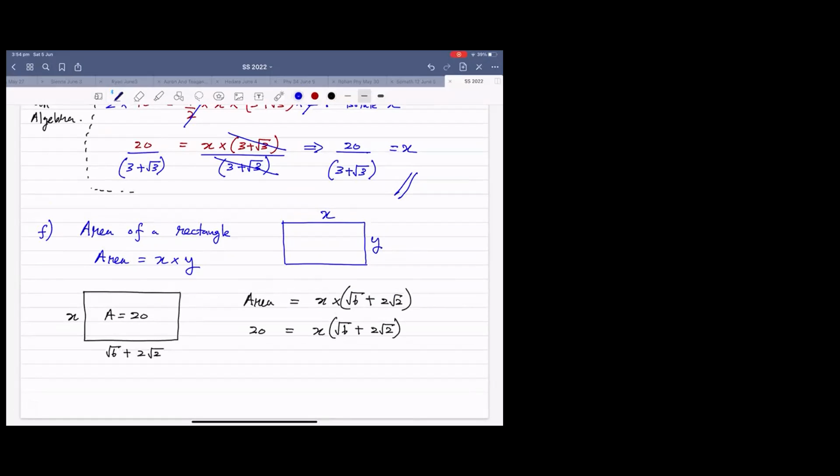Then life is easy. Now you need to find, there is a multiplication in between, right? So you need to find x. Isolate x. You divide the whole thing by the same procedure, you see. Then these two will go. X is equal to 20 divided by square root of 6 plus 2 square root of 2. That's all.